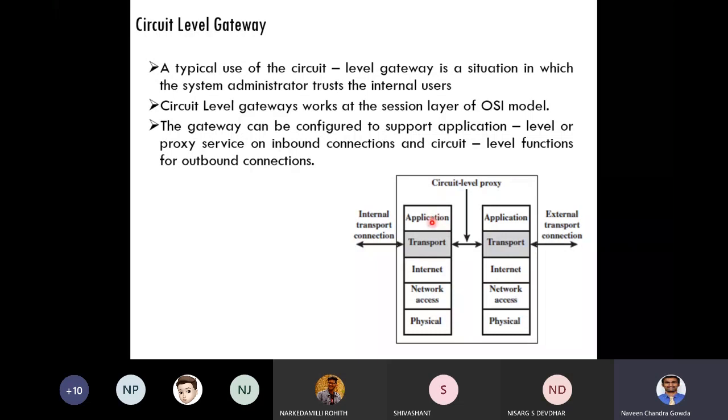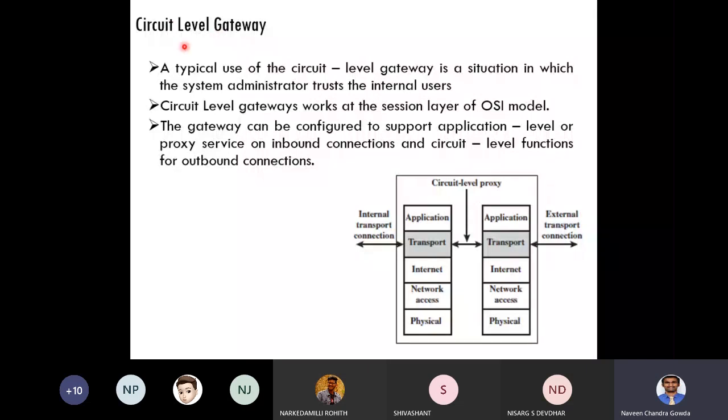That is where this classification will happen. So we call it a circuit level gateway, which operates between the transport layer and the session layer. When you are delivering the TCP segments to the session layer, that is where this circuit level gateway filtering will be happening. So that's the circuit level gateway.